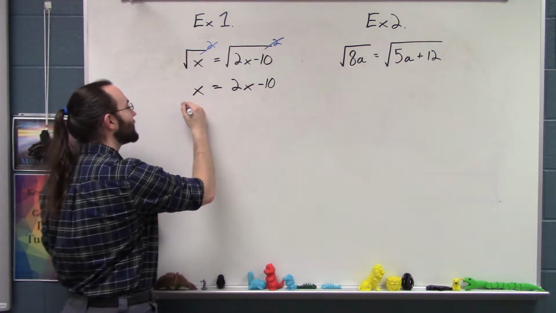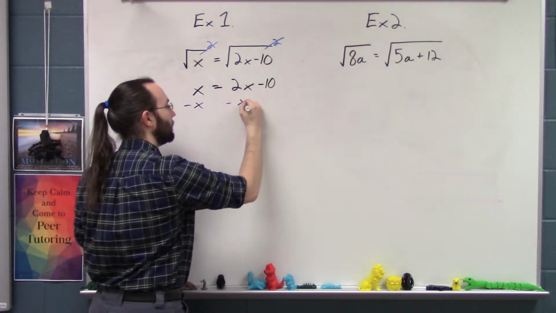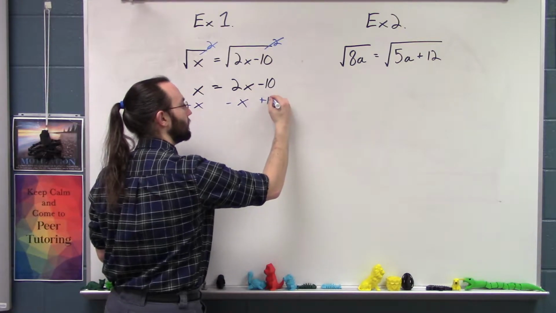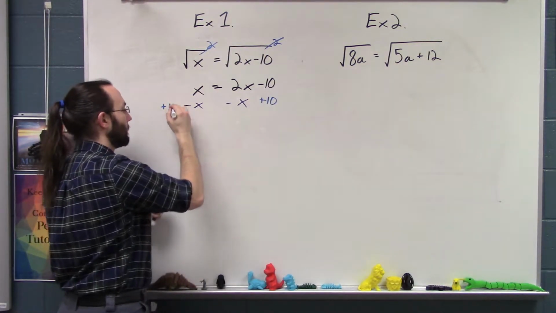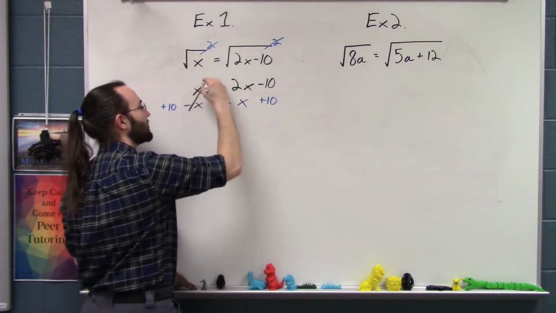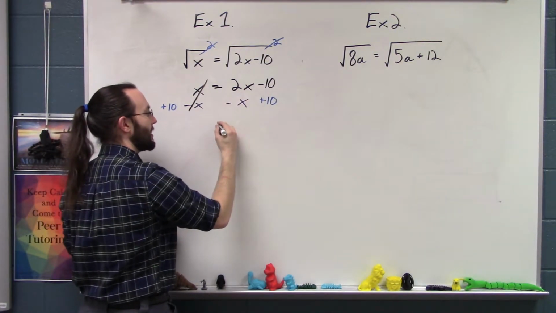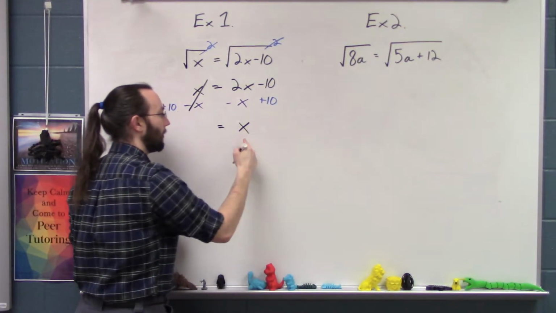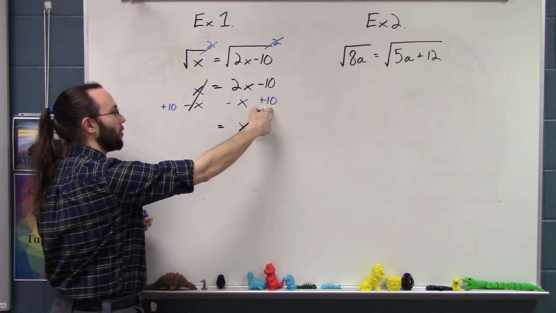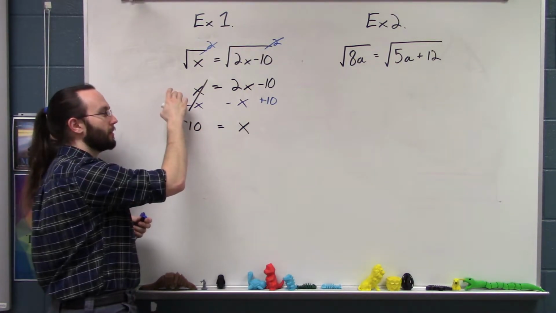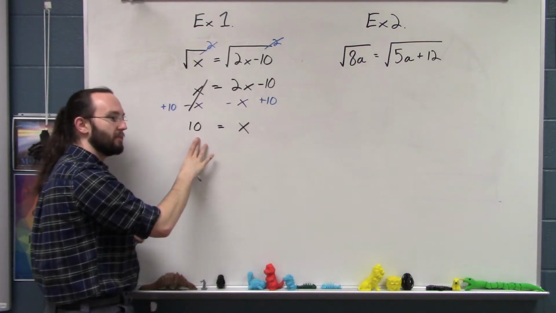So I can subtract an x from both sides. And I can also add a 10 to both sides. X, take away x, those cancel. 2x, take away x. Well, if you have $2 and I take away $1, you only have $1 left. Adding 10 to both sides will mean that x equals 10. Because I had nothing, nothing plus 10 is 10.